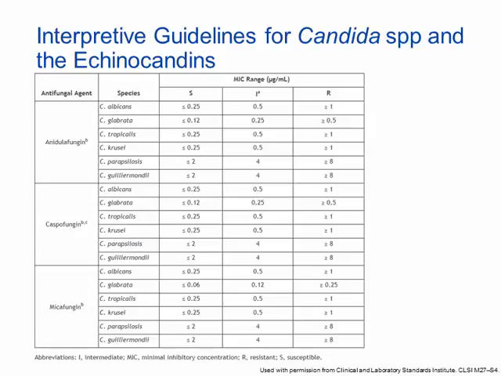For Candida glabrata, the breakpoints are slightly different than those of Candida albicans. An MIC value of less than or equal to 0.12 micrograms per milliliter for anidulafungin and caspofungin, or 0.06 micrograms per milliliter for micafungin is considered susceptible, while greater than 0.5 micrograms per milliliter for anidulafungin or caspofungin, or 0.25 micrograms per milliliter for micafungin is considered resistant for Candida glabrata.